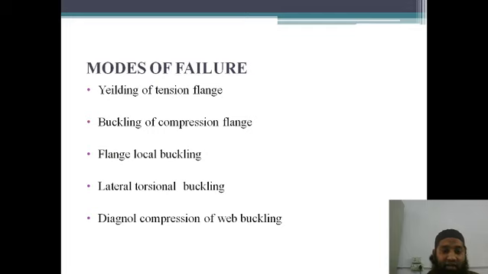Next, you have diagonal compression of web buckling also. Because there is a high amount of load coming from the top, and the web and the flanges are fixed together, they are welded or bolted or riveted, there are chances of diagonal compression also. They can compress in a diagonal way, from 4 sides it can get compressed. So all these types of failures are there. If we know these failures, then we can adopt measures to overcome them.